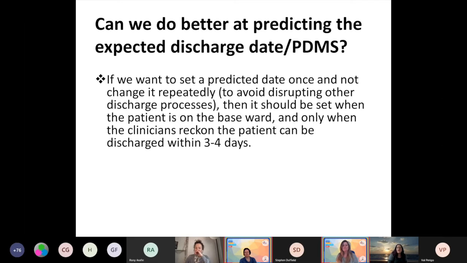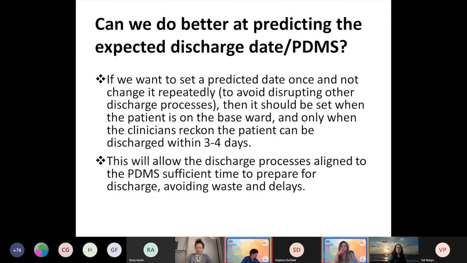I will. So basically, the best way would be to predict the date 3 or 4 days away, when the clinician already knows that the patient is heading towards discharge. It'll give enough time, but it's more likely to be accurate.